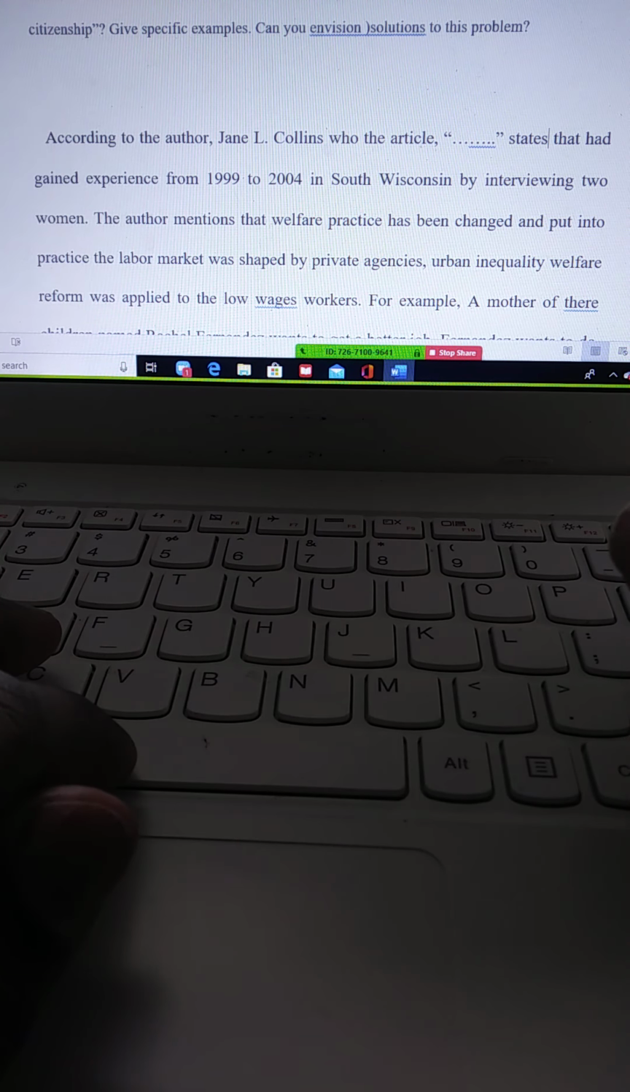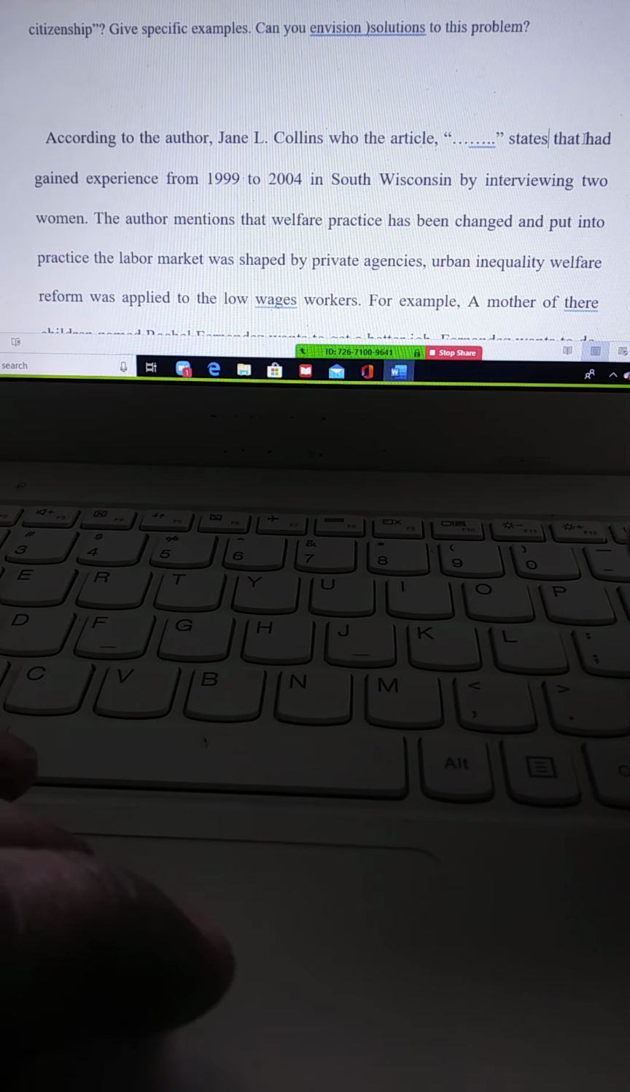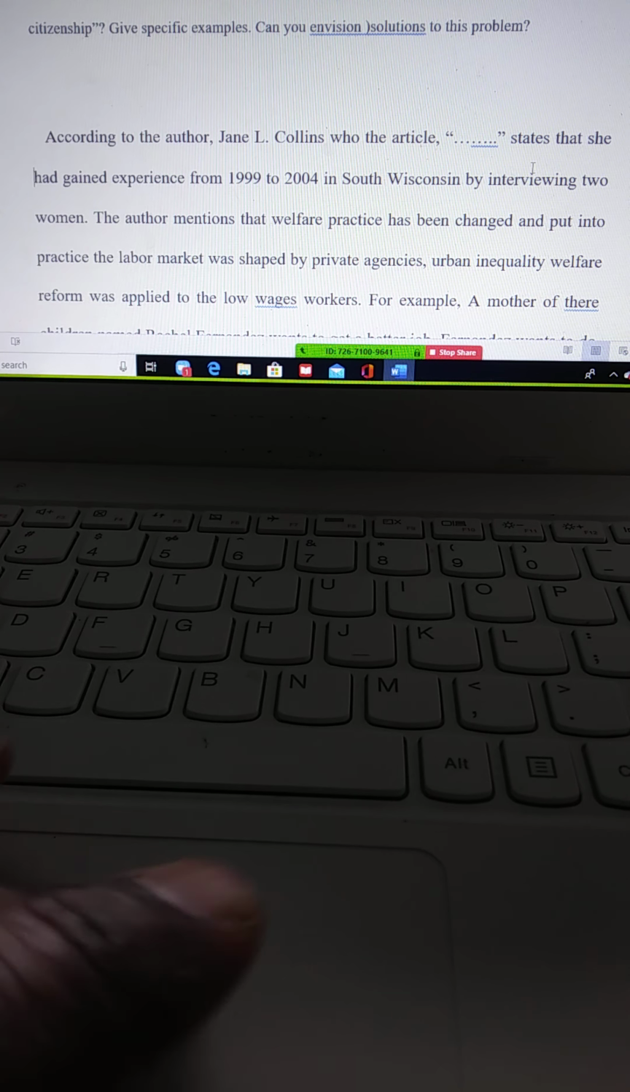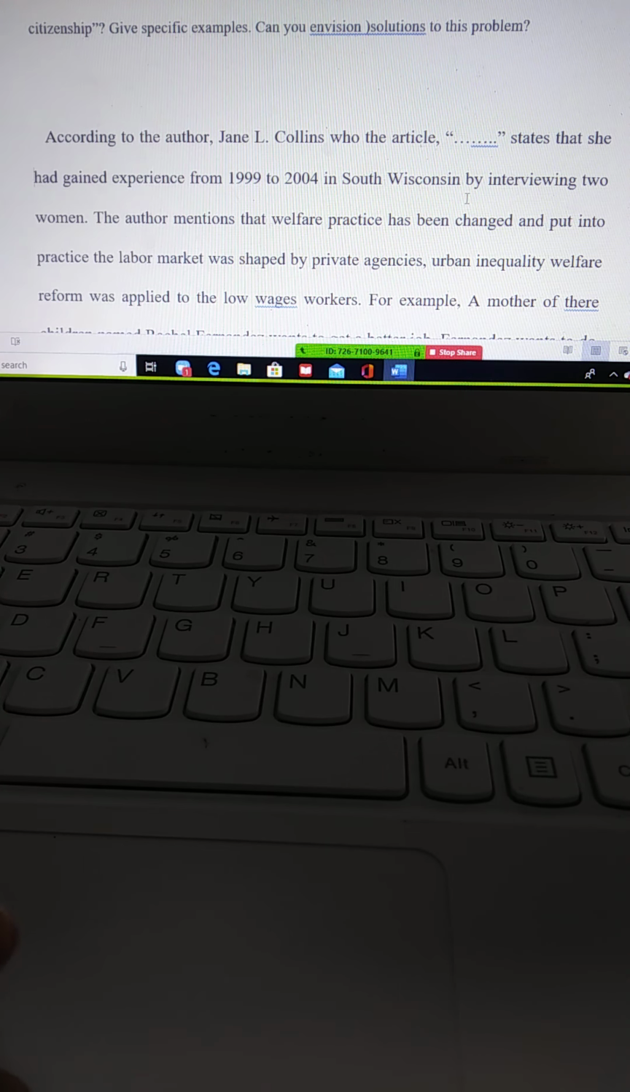Wait, she states that she had gained experience from 1999 to 2004 in South Wisconsin interviewing two women. The author mentions that welfare practice has been changed and put into practice. The labor market was shaped by private agencies. Welfare practice. Okay. So you have practice here.